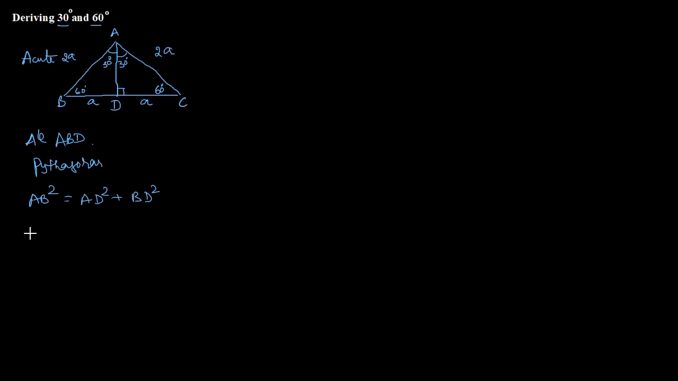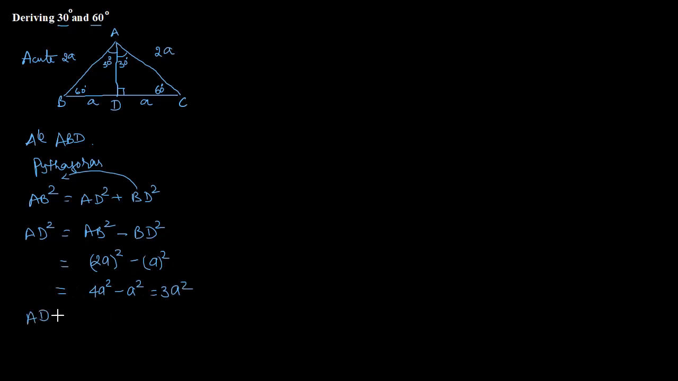So AD square will be equal to AB square, and if I transpose it that side, it will be minus BD square. AB, we know, is 2a, whole square, minus BD as a whole square. This is going to give us 4a square minus a square, which is equal to 3a square. If I want just AD, that will be the square root of 3a square.